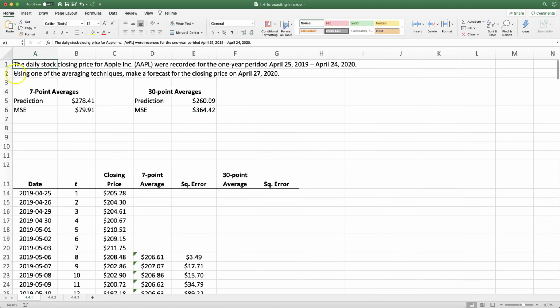The mean squared error for 30-point moving averages then is $364.42. This means that the 7-point moving average is providing a better forecast for April 27th since it has the lowest mean squared error. So we predict that Apple's closing price on April 27th is going to be $278.41.